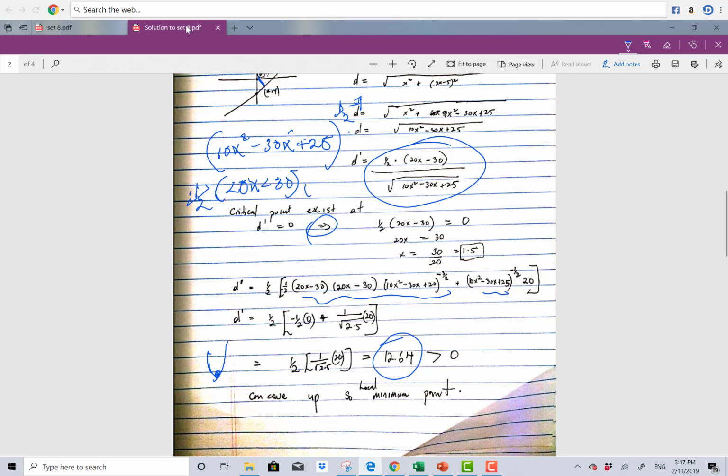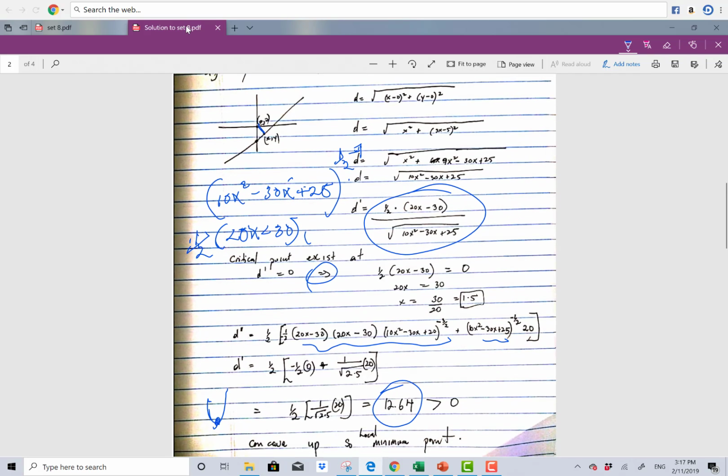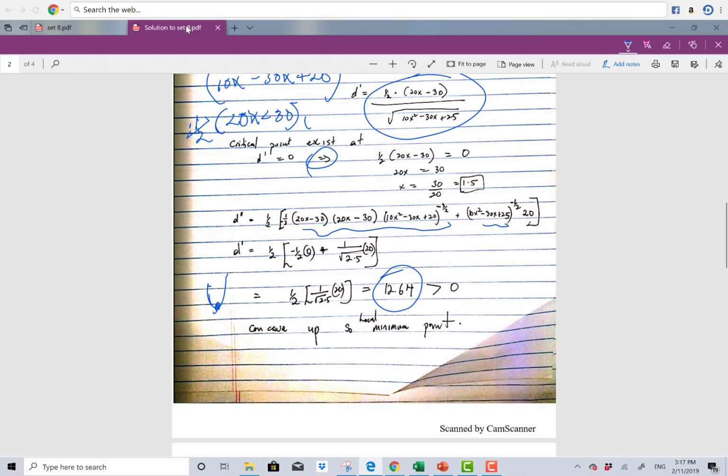If it's concave up, what it's telling me is that in this case, 12.65, suggesting that 1.5 is going to be a minimum value. So we need the coordinate on that. We have 1.5 as my x. So to find my y, it's pretty straightforward.